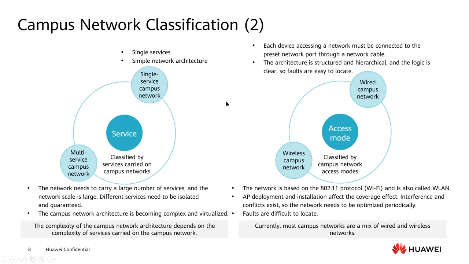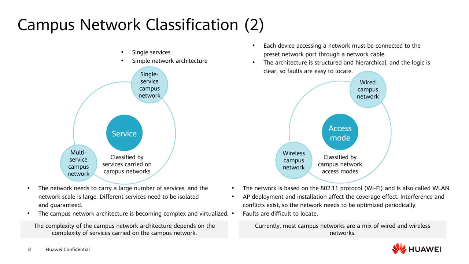And the third one is the service. We can classify the campus network by the service. Some campus networks only provide single services. At the same time, they may have a simple network architecture. And the other one is a multi-service campus network. This kind of campus network carries multiple services, and sometimes their architectures are more complex than the single service campus network.